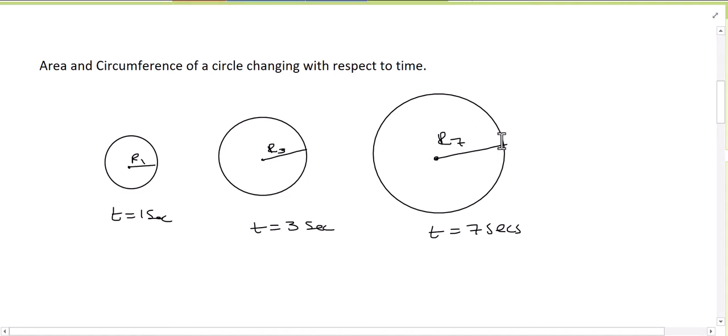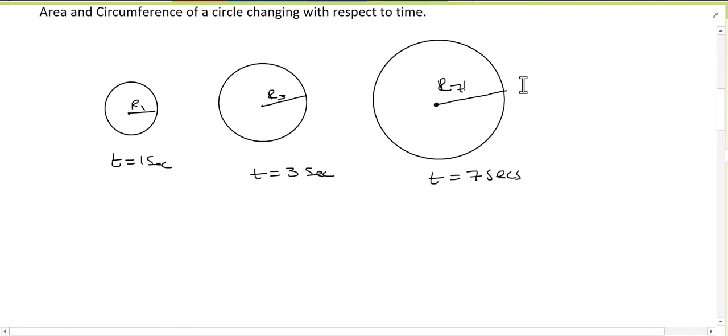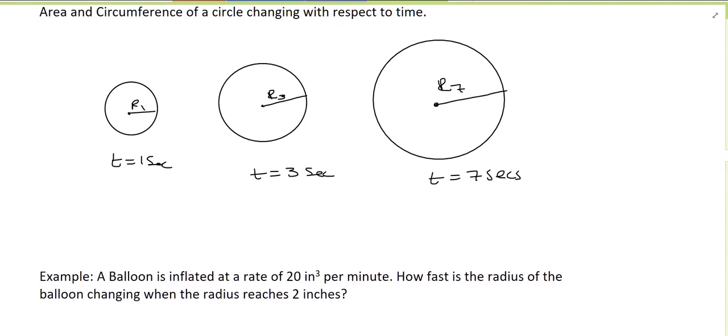So let's try an example. A different example than the one that was done when we did the implicit differentiation video. So let's try this one. A balloon is inflated at a rate of 20 inches cubed per minute. How fast is the radius of the balloon changing when the radius reaches 2 inches? So we want to know, with word problems, always focus on what you're being asked to find. What is the task? So here we want to find how fast is the radius changing, when the radius reaches 2 inches.